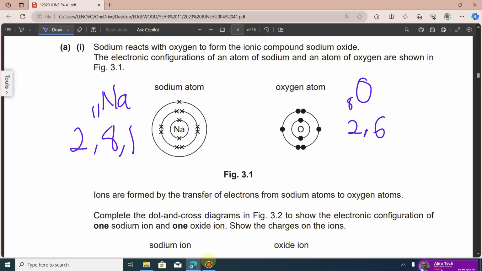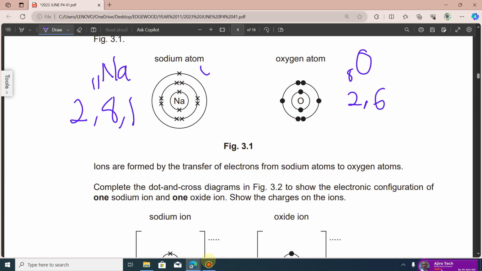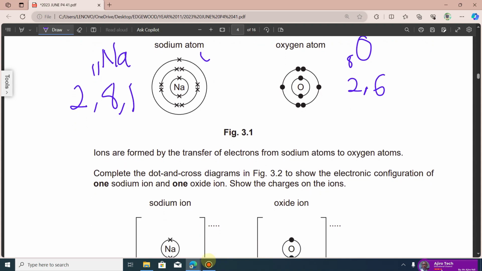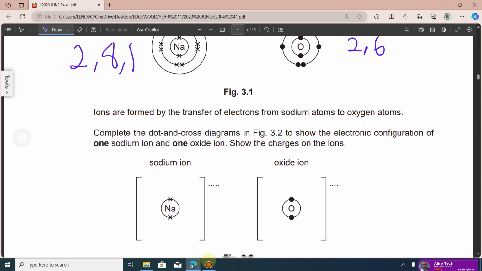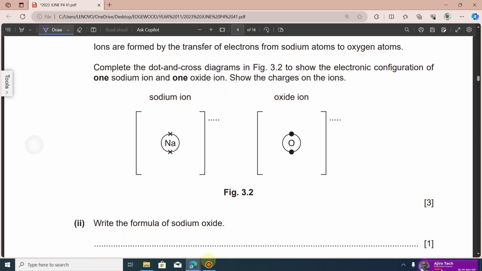So the ions are formed by the transfer of electrons. We're trying to establish here that the bond existing between these 2 is an ionic bond because the metal transfers electrons to the non-metal, which is oxygen. So we're expected to complete the dot and cross diagrams in figure 3.2 to show the electronic configuration of 1 sodium ion and 1 oxide ion, and show the charges on the ions.